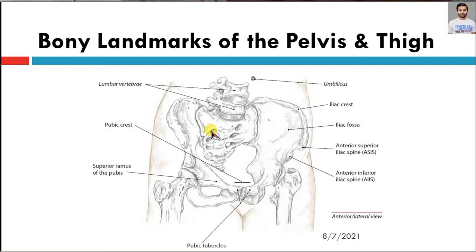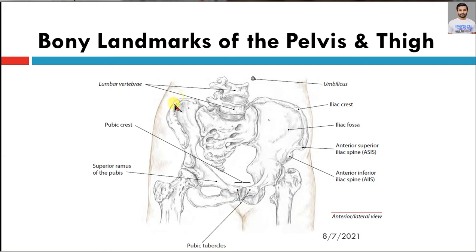These landmarks are very important because, being a physical therapist, you need to palpate a lot of structures. So if you try to palpate the symphysis pubis or the pubic crest, you need to travel in the midline just inferior to the umbilicus. So all the way down and above the genitals you will find the pubic tubercles and the pubic symphysis. Then lateral to that you can find the superior pubic ramus of the pubis.